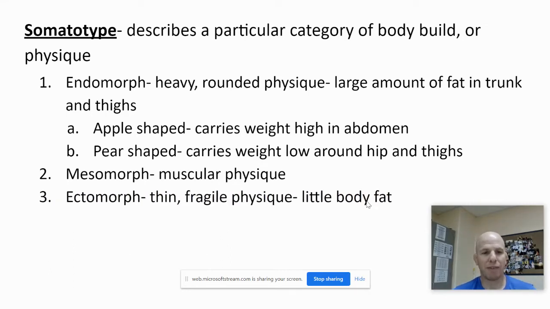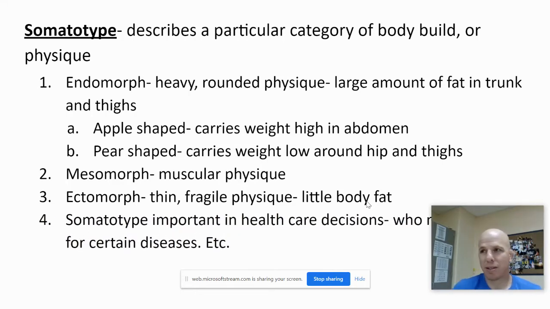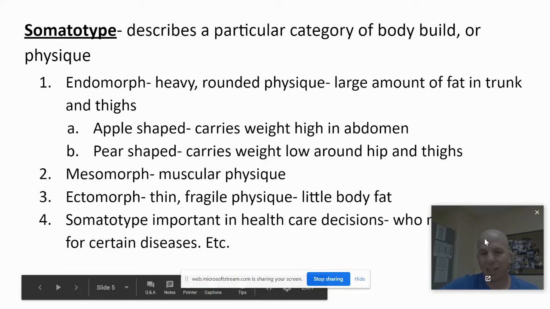Then third one, we have an ectomorph. I always think of ecto. For some reason, I see it here, the ECT, the ecto, and I think of skeleton or something that's really skinny. Okay, so an ectomorph is a thin, fragile physique with very little body fat. Now, why are these things important? Well, it's kind of a red flag.